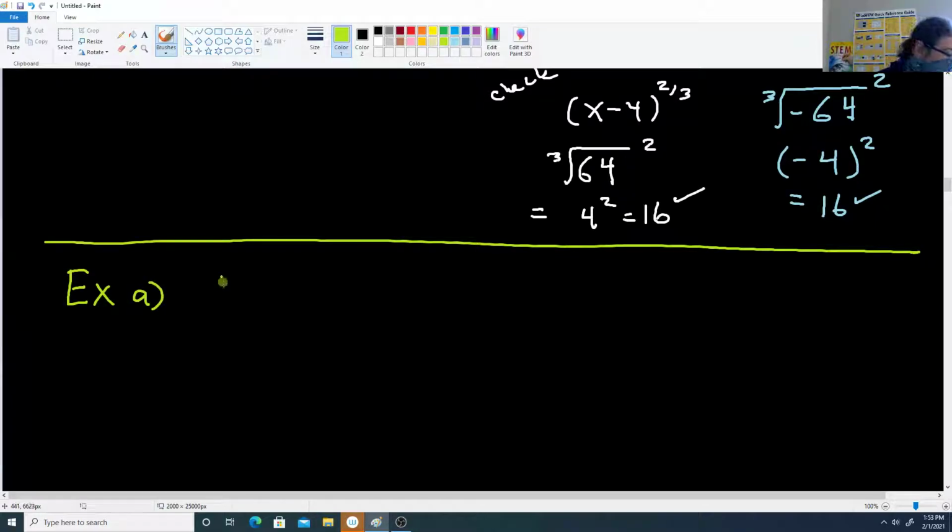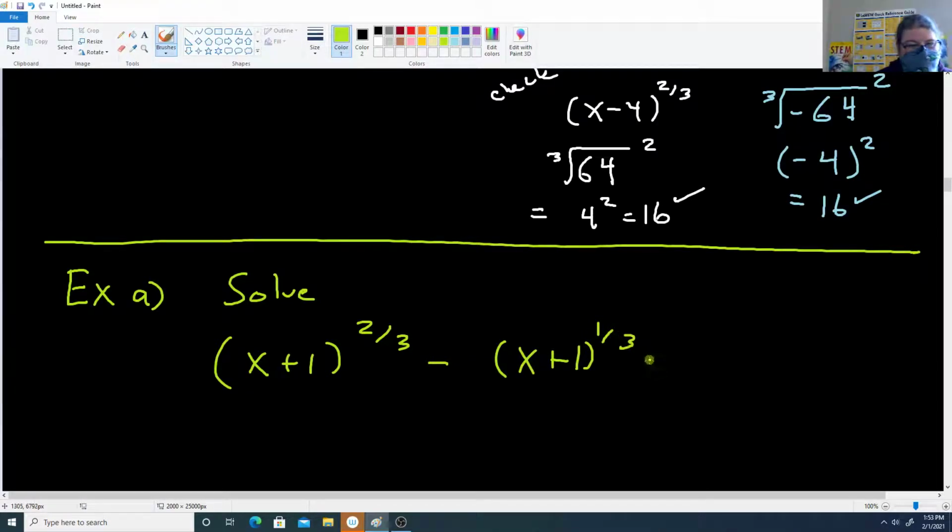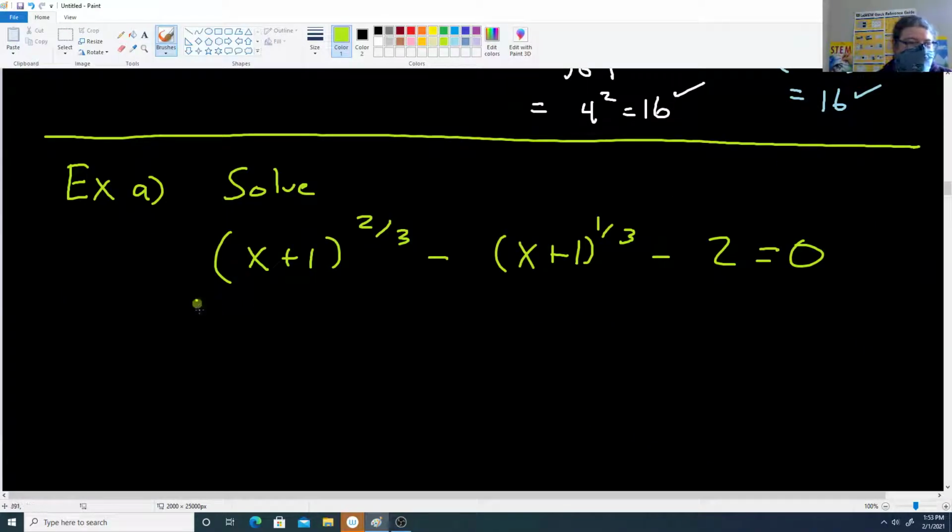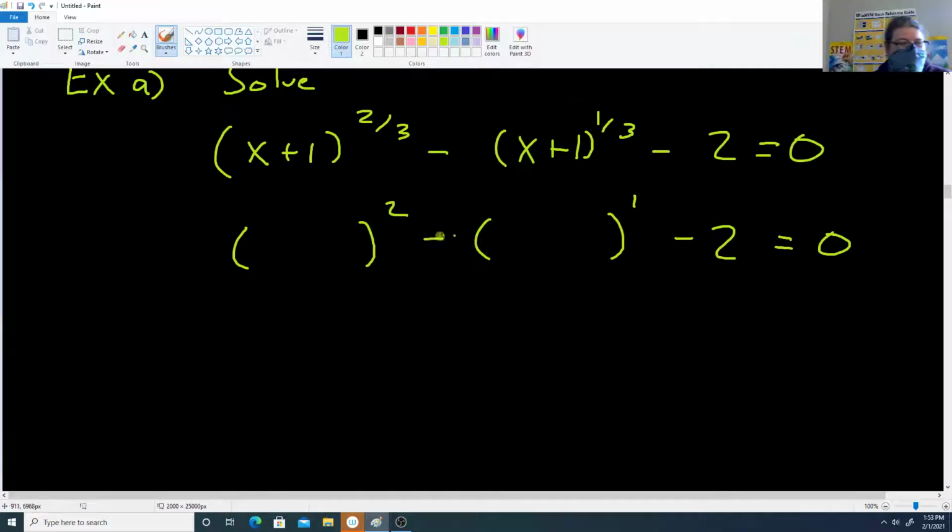We got part A. We want to solve x plus 1 to the 2/3 minus x plus 1 to the 1/3 minus 2 is 0. So what we want to do is make this look like something squared minus something to the first power minus 2 equals 0. Because if we can get it to look like that, and we want the same thing to be in both these parentheses, then we can replace the thing in parentheses with a u, and this will make it visually easier to see our factors.